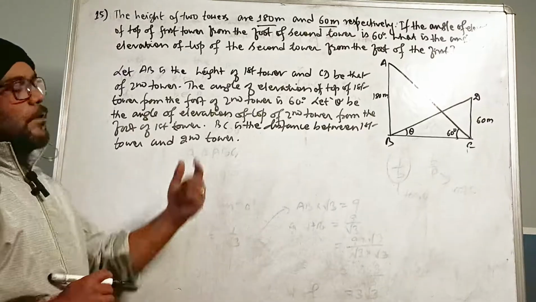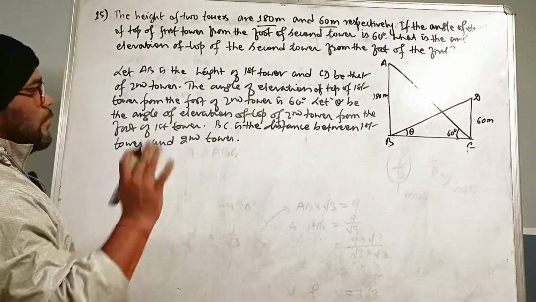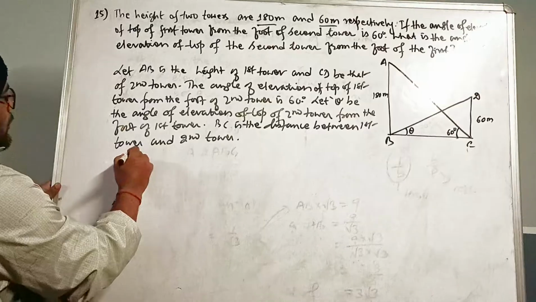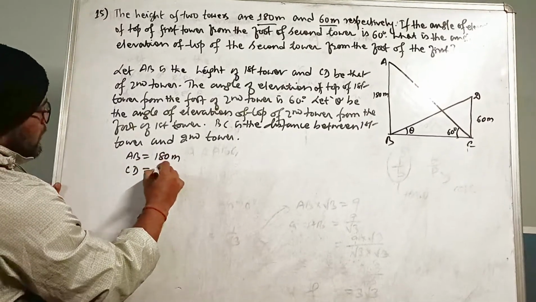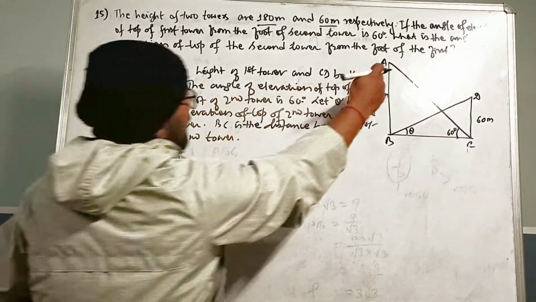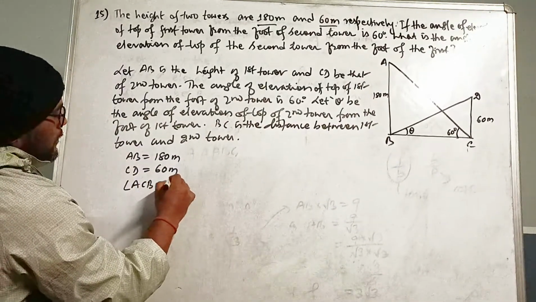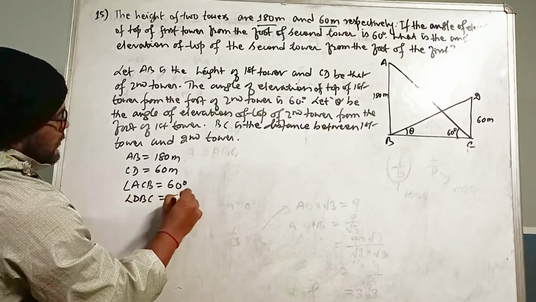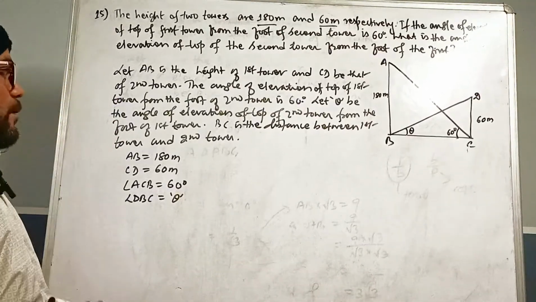Okay, so this is also one of the very important questions. It has already come in the Madhyamik examination. Now we are supposed to do, just see the video carefully. AB is given as 180 meter and CD is given as 60 meter. Just see the diagram, angle ACB is 60°. Angle DBC equals theta. Clear, boys and girls?